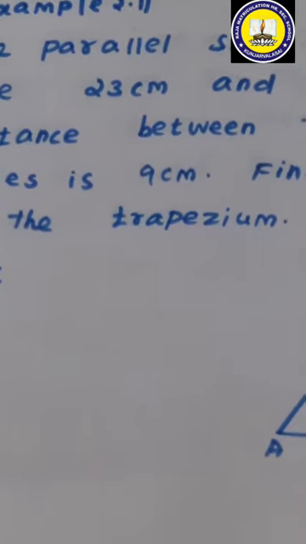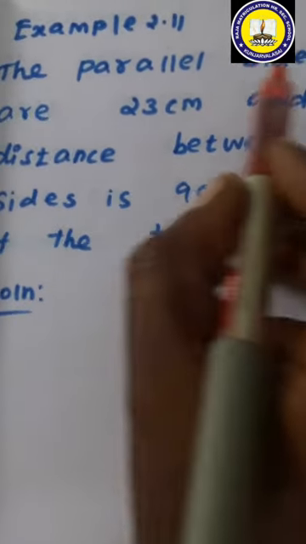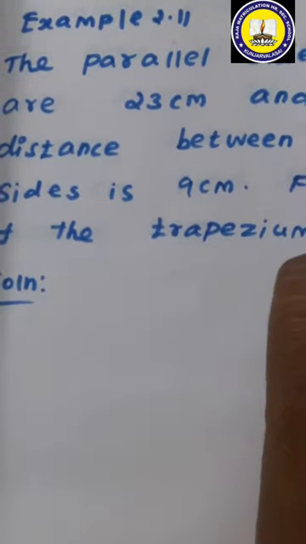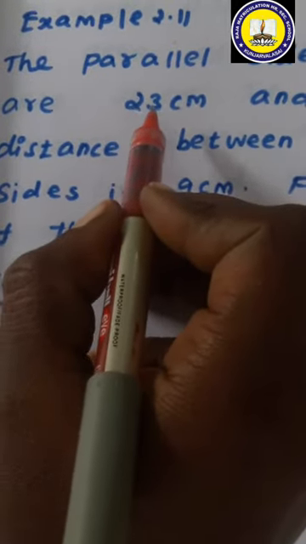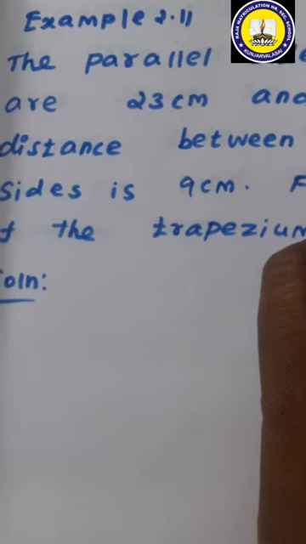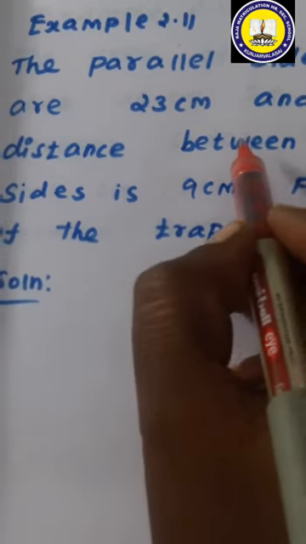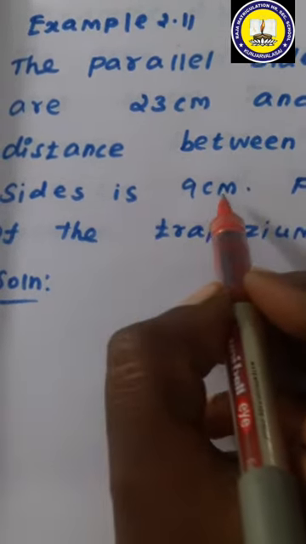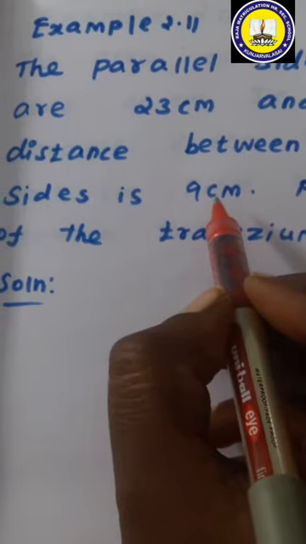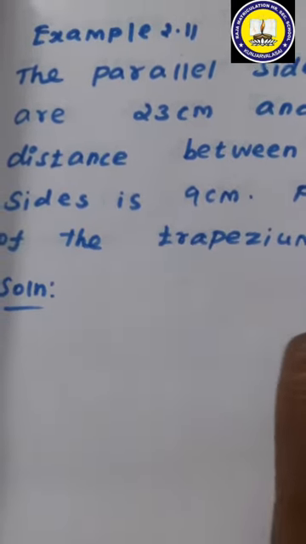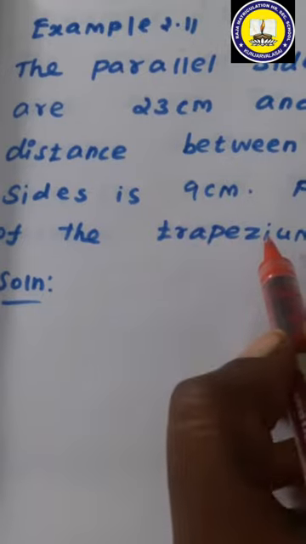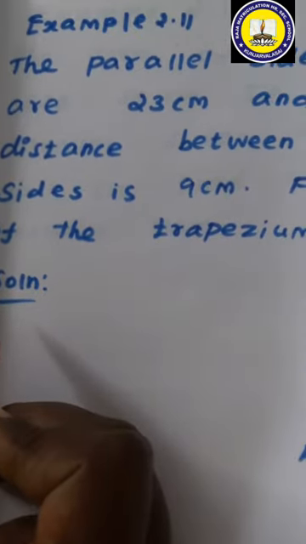We will see the next example. The parallel sides of a trapezium are 23 centimeter and 12 centimeter. That is a equal to 23 centimeter and b is equal to 12 centimeter. Then the distance between the parallel sides is 9 centimeter. That is h is equal to 9 centimeter. Then we have to find the area of the trapezium. Okay, now we are going to see the solution.